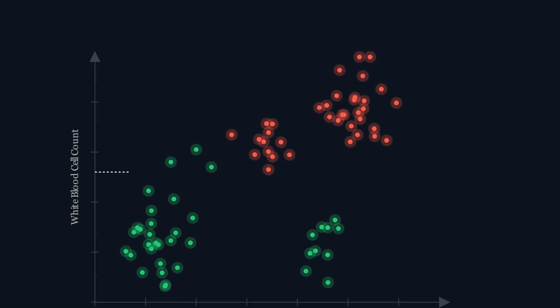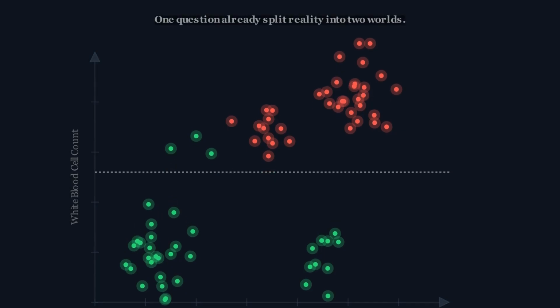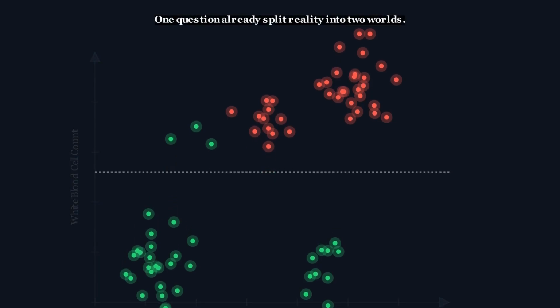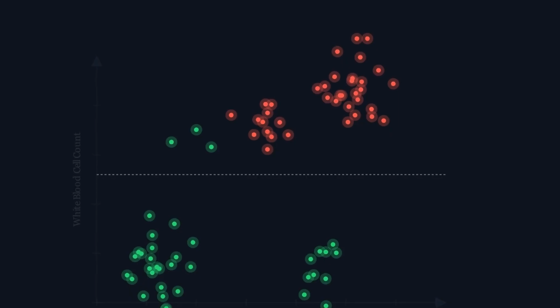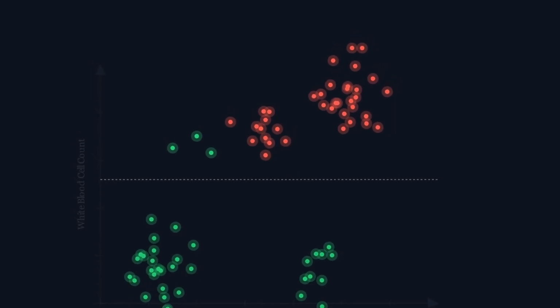A single question already splits the data. At 7200, the points instantly separate into two regions. But separation alone is not enough. What matters is how clean the separation really is. So we zoom in and focus only on one region at a time, because that is where certainty hides. So we take the upper region.